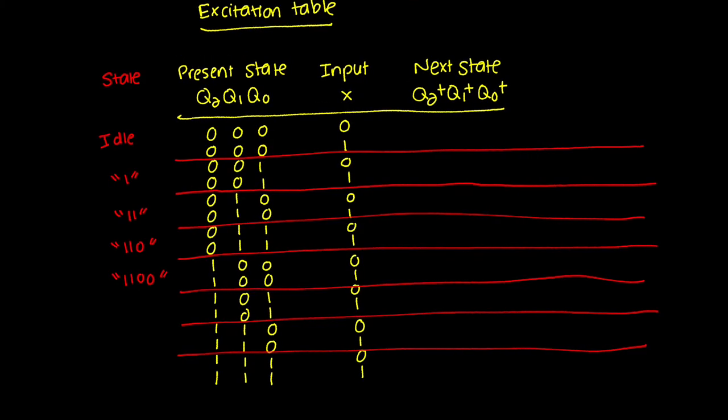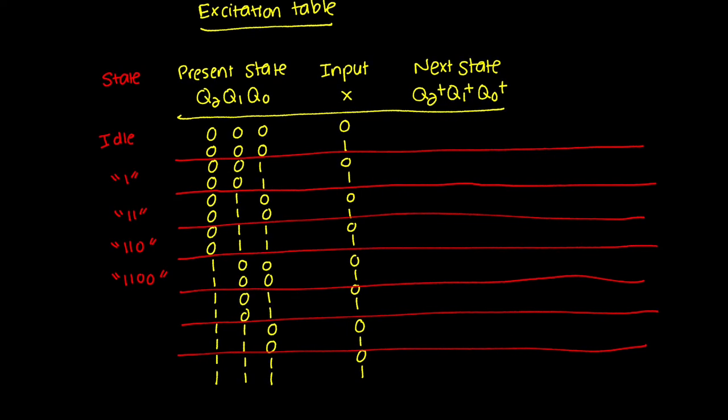So I've written out my excitation table like this, where basically these two rows over here represent my idle state. These two rows represent the state where a single high bit has been detected. These two rows represent the state where two high bits in a row over two successive clock cycles have been detected. This represents the state where a one followed by one followed by a zero have been detected in the previous three clock cycles. And these two rows represent the case where a one followed by one followed by a zero followed by a zero have been detected in the previous four clock cycles.